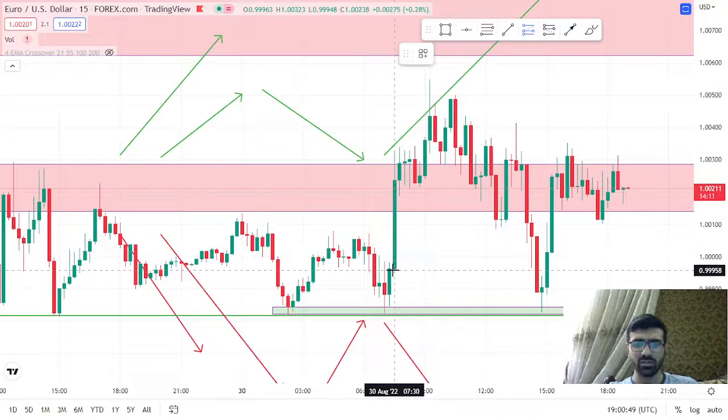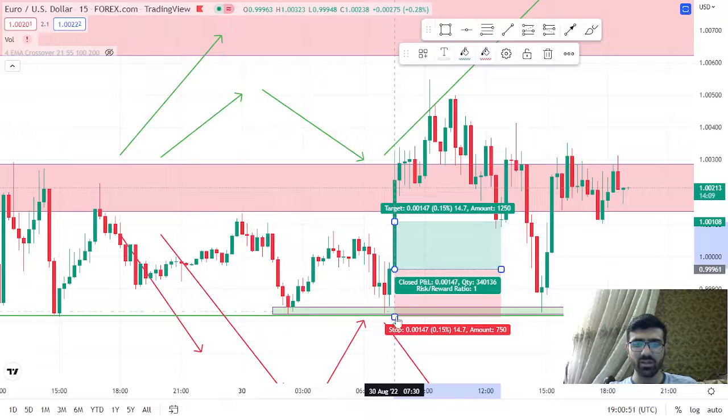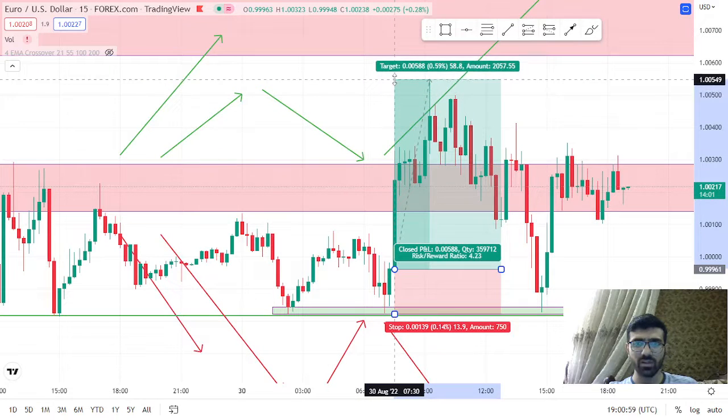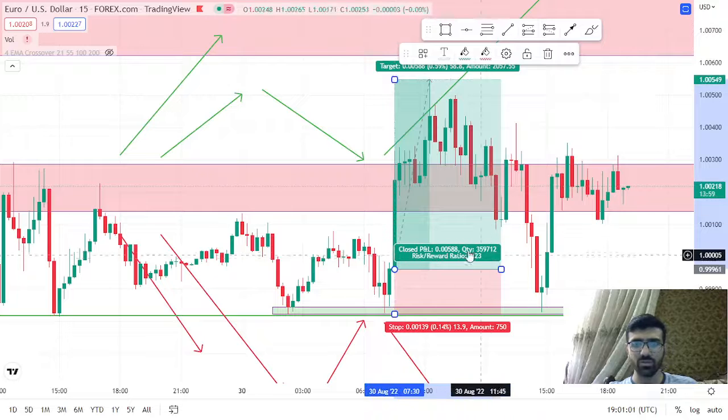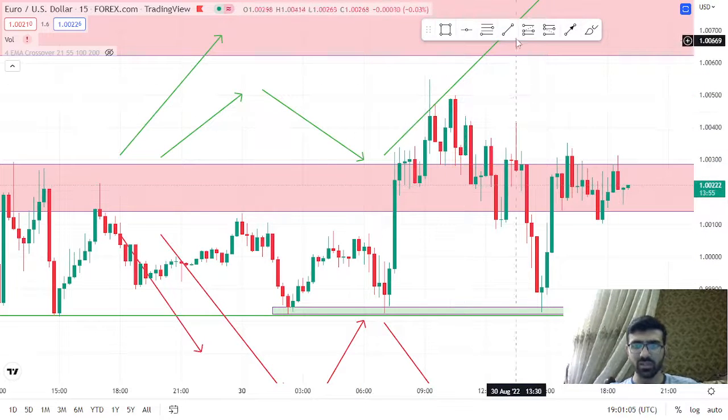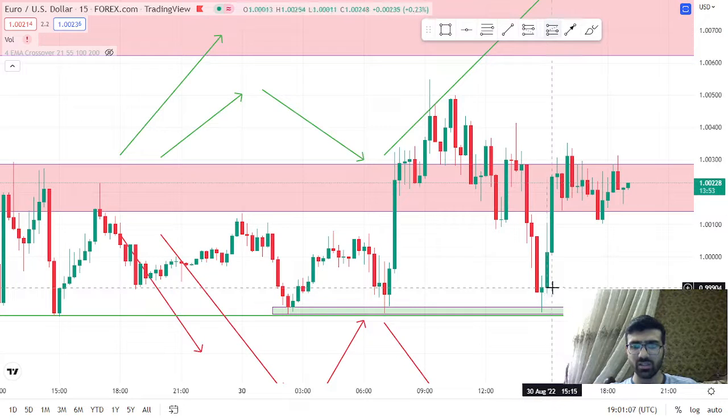This was a very simple trade that we could have taken, without a very big stop loss, just below here, and the amount of profit would be intense. This is 4.2% profit, which is huge. And the second time the market tested this area like this, we could have gone long from here.